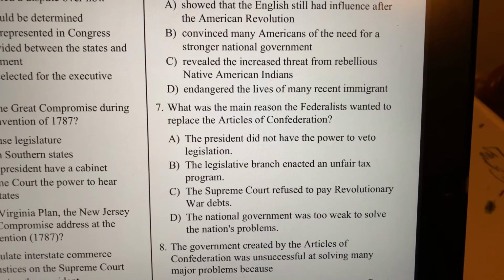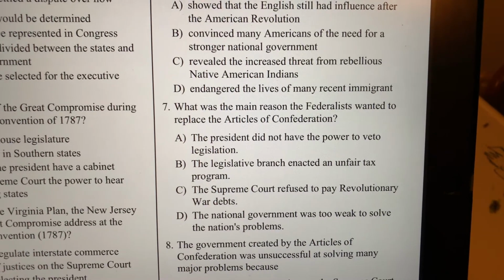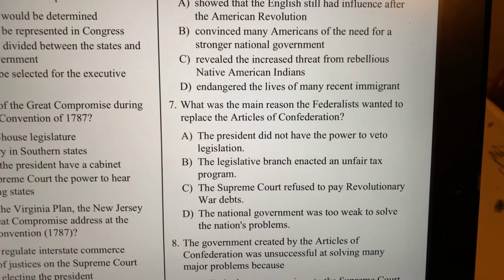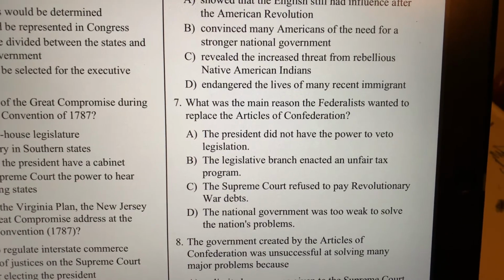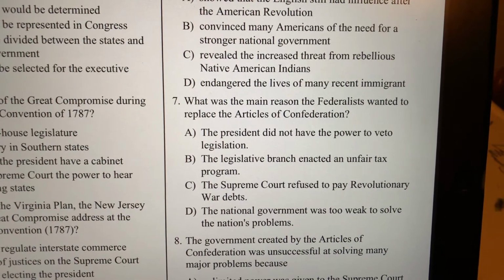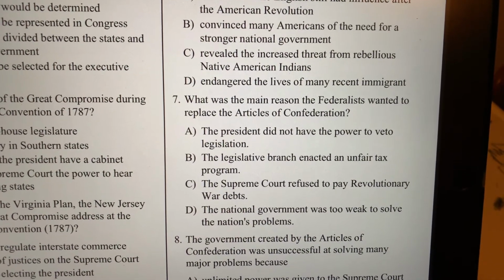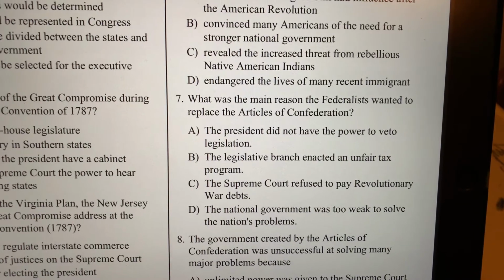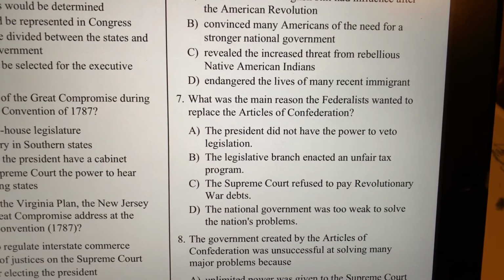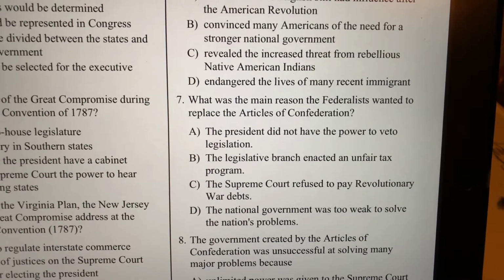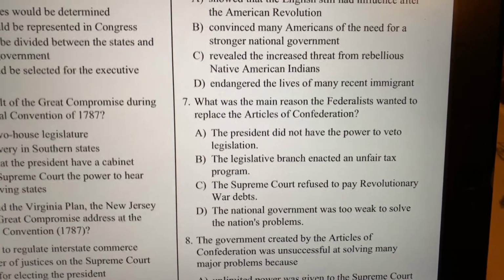Number 7. What was the main reason the Federalists wanted to replace the Articles of Confederation? A. The president did not have the power to veto legislation. B. Legislative branch enacted an unfair tax program. C. The Supreme Court refused to pay Revolutionary War debts. Or D. The national government was too weak to solve the nation's problems.